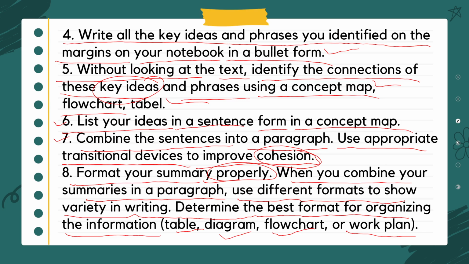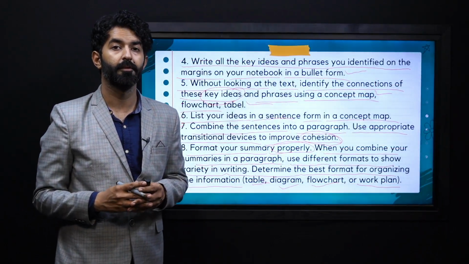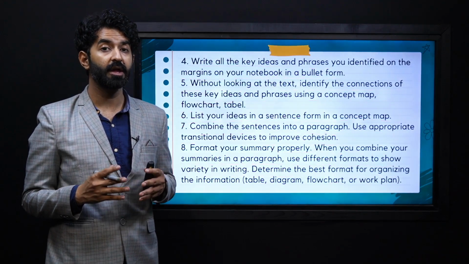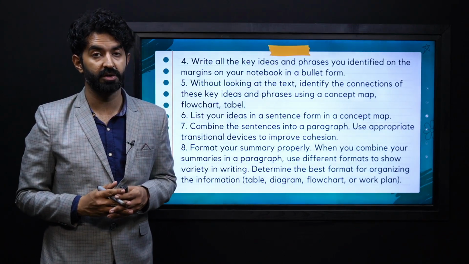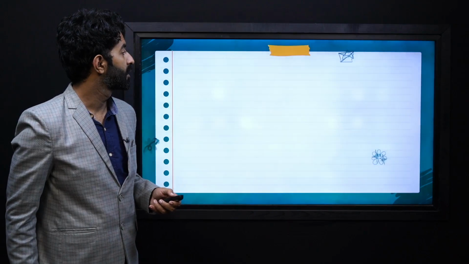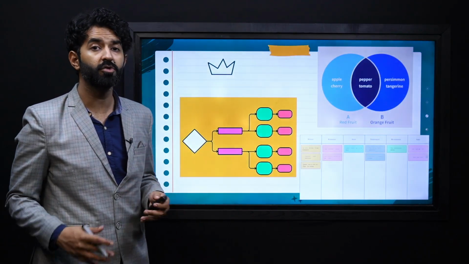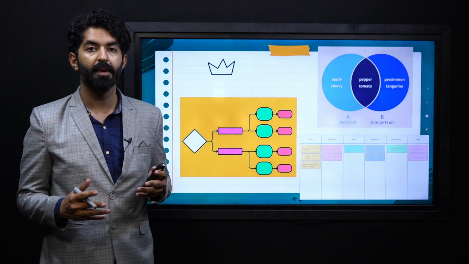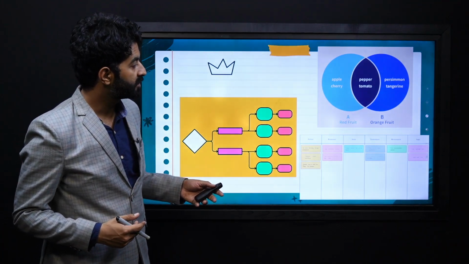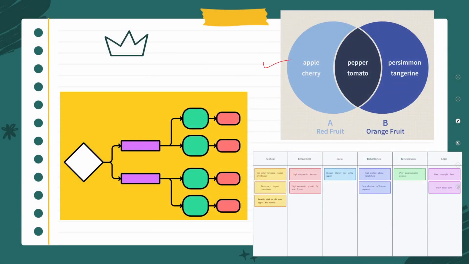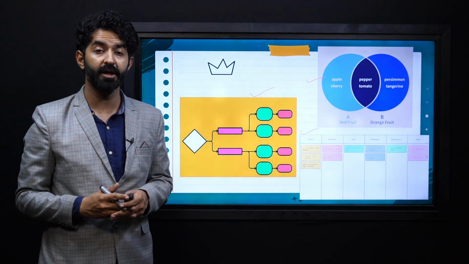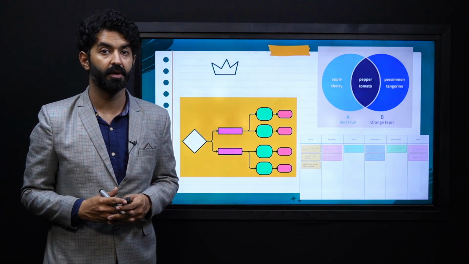So all these techniques and interesting instructions are very important to keep in mind. Only then you can write a very efficient summary. Now let's see, we talked about some organizers, some techniques like mind mapping or table or others. So now we have diagrams, mind maps, or a table. You can see them clearly. They look something like this. You can try them next time when you are summarizing something.